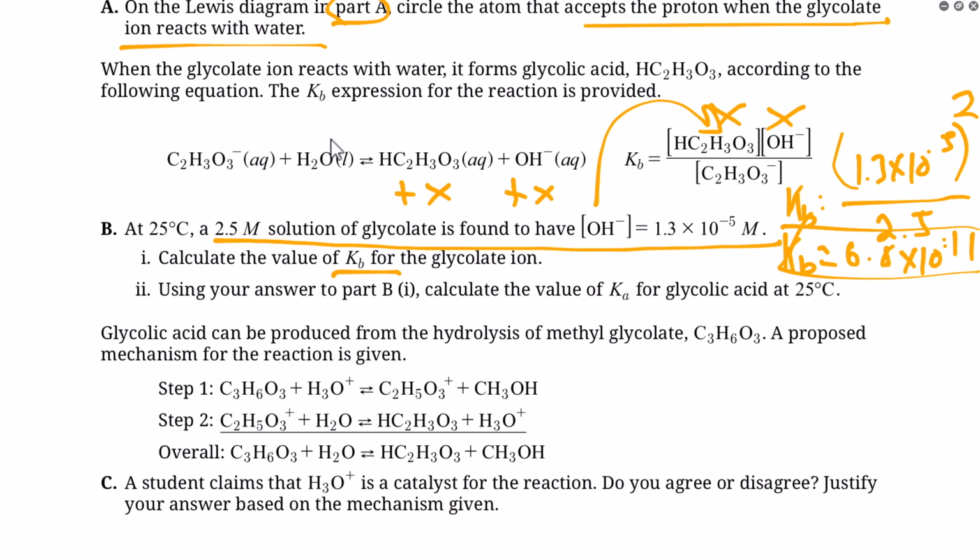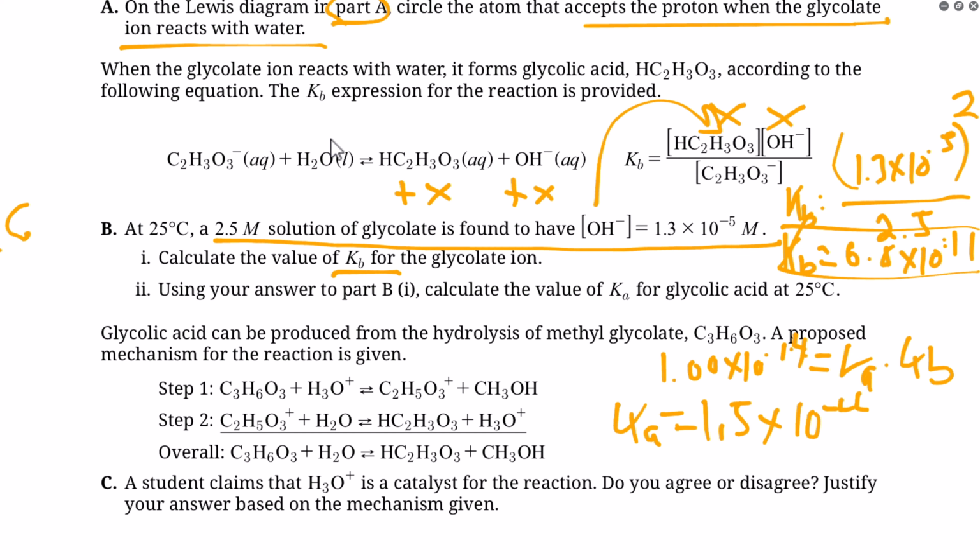So that's calculated. Part C here says, using the answer to part B, calculate the Ka. That's easy enough. If I look at my formula sheet, 1.00 times 10 to the negative 14th equals Ka times Kb. So I'm just going to take 1 times 10 to the negative 14th and divide that by 6.8 times 10 to the negative 11th. And I end up with a value of 1.5. Ka is 1.5 times 10 to the negative 4th. So again, just utilize your formula sheet and you shouldn't run into any issues with this.